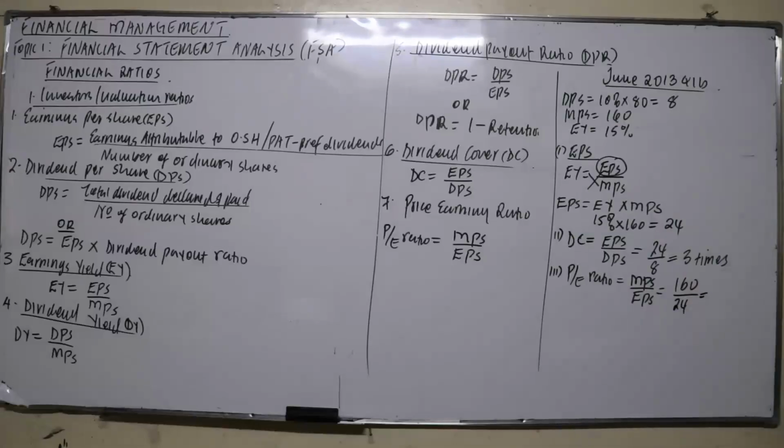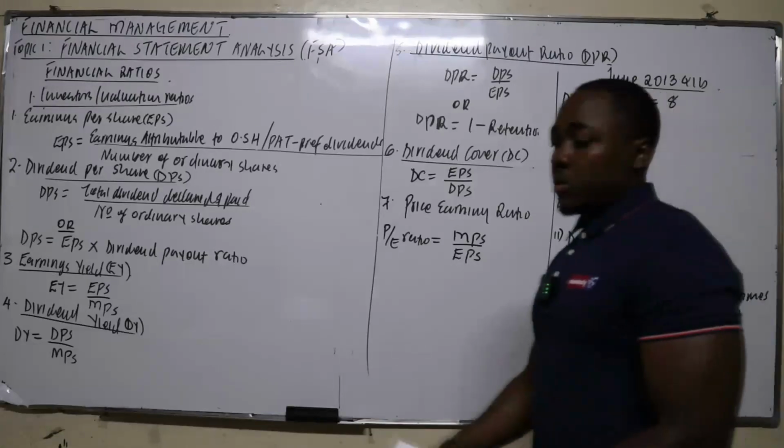Yeah, 6.67 times. Or you can write it in ratio form. 6.67 is to 1. So now you can copy.